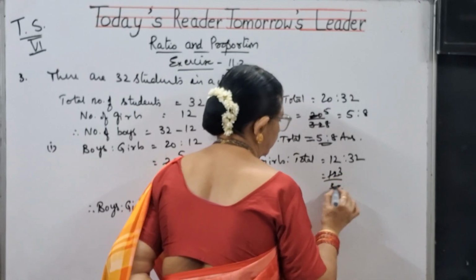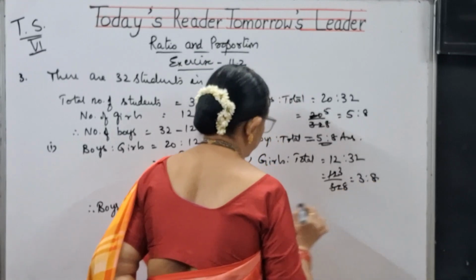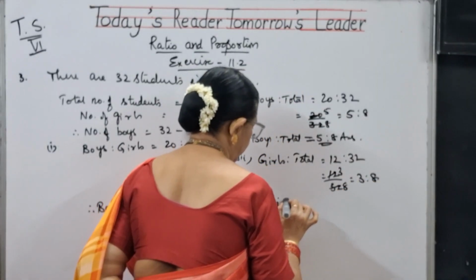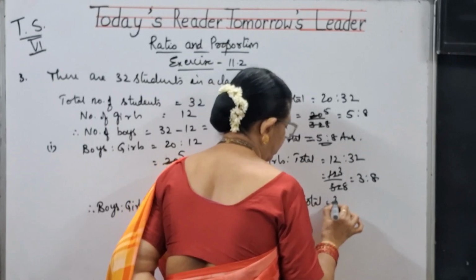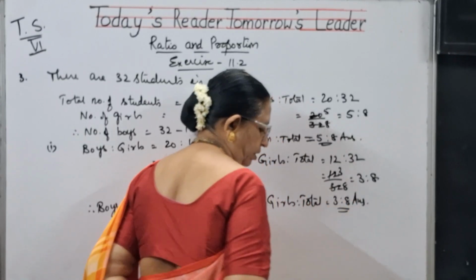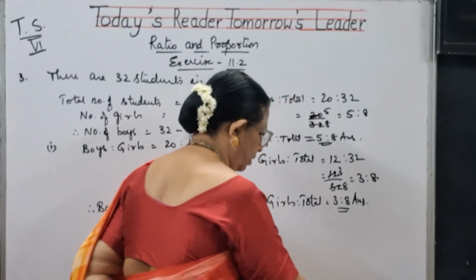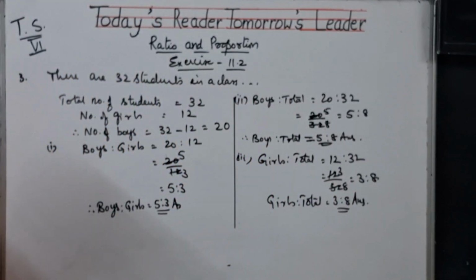4 threes are 12, 4 eights are 32. So this is 3 is to 8. So girls is to total is equal to 3 is to 8. This is one more answer, children. So please follow this and copy.